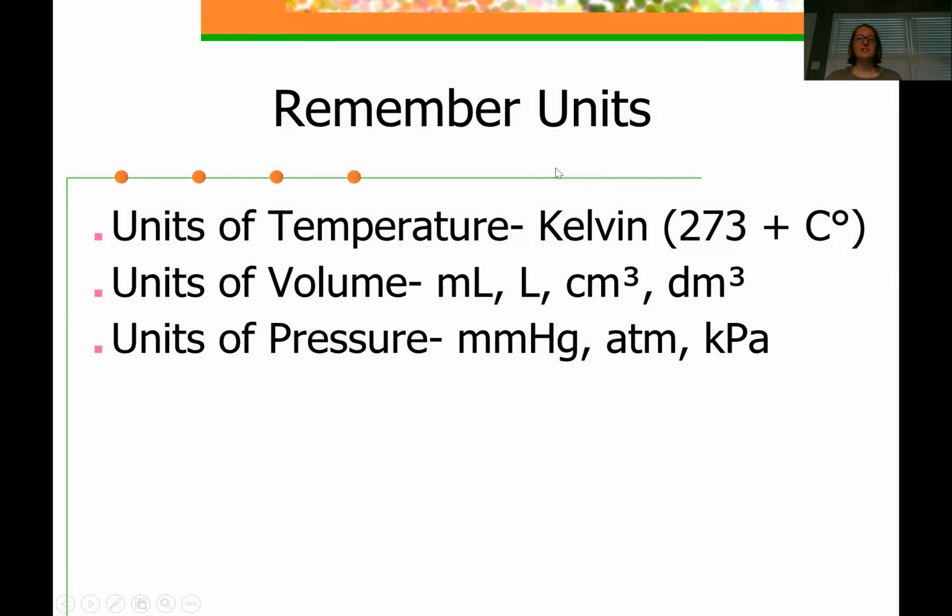All right, so remember this is a unit of units. I keep saying that because units are so important here. As we're looking through these word problems and trying to solve them, sometimes I don't tell you it's volume, but if you see milliliter or liter or centimeter cubed or decimeter cubed, you know you're dealing with volume. Temperature always has to be in Kelvin. So a lot of these problems I've given you Celsius, and you simply need to go to Kelvin. So add 273. And then pressure, remember pressure is either millimeters mercury, which is mmHg, atmospheres, or kilopascals.